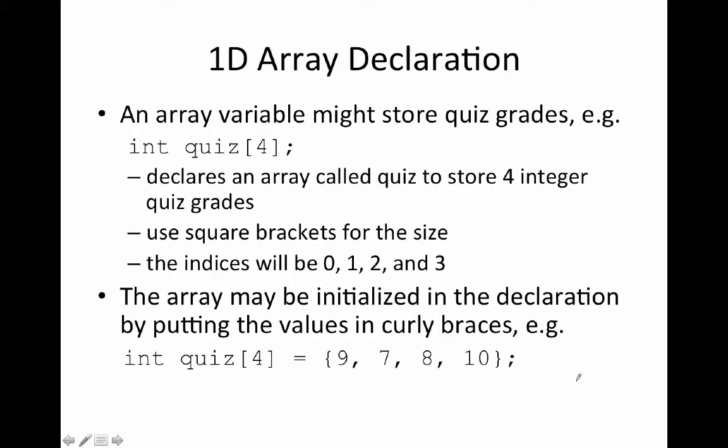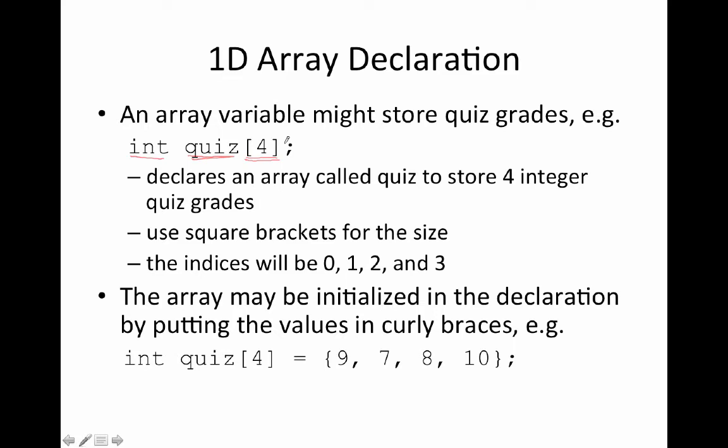So if you want to have a one-dimensional array in C, here's an example where we have an array variable that stores quiz grades. The name of the variable is quiz, the type of each element is int, and then in square brackets, I give the size of the array. This says that quiz is an array variable that's going to store 4 integer values, in this case 4 integer quiz grades. So again, square brackets are used, the notation for the size.